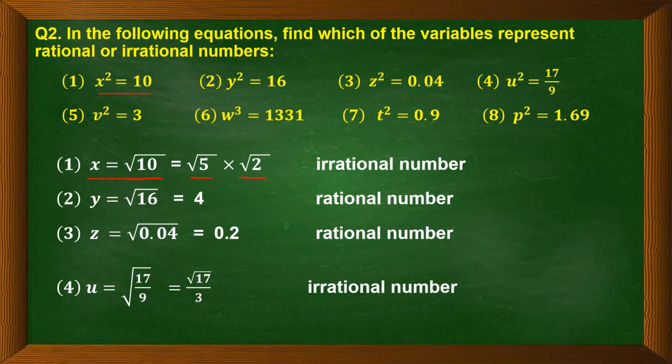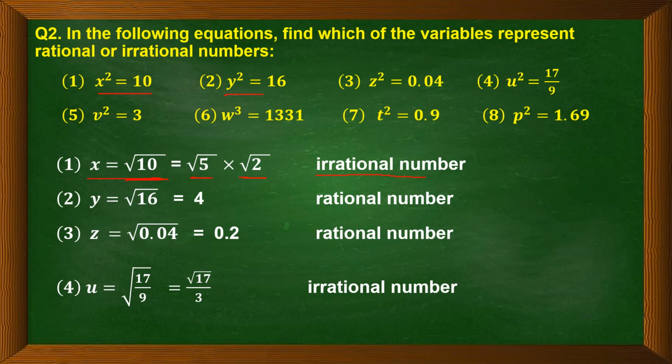Now both these are prime numbers under a square root, so both are irrational numbers, and product of two irrational numbers gives us an irrational number. So when you find the square root of 10, the decimal expansion is going to be non-terminating and non-recurring. So we can say the variable x is an irrational number. Variable x represents an irrational number.